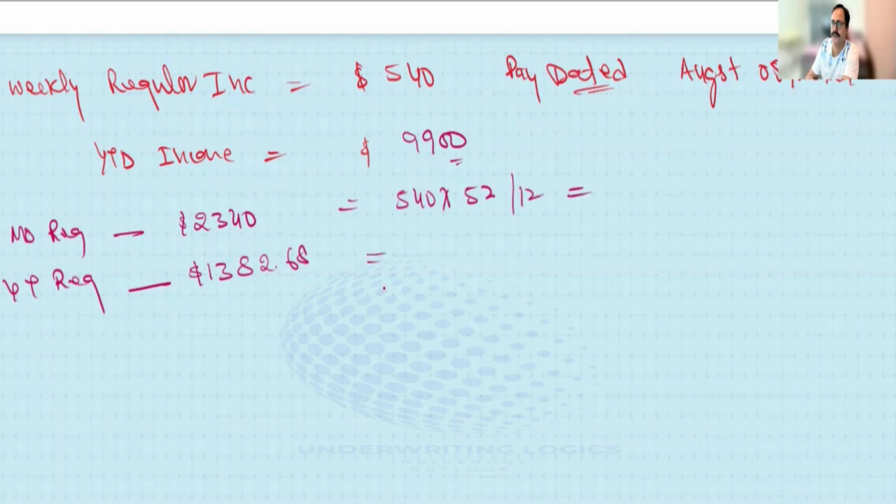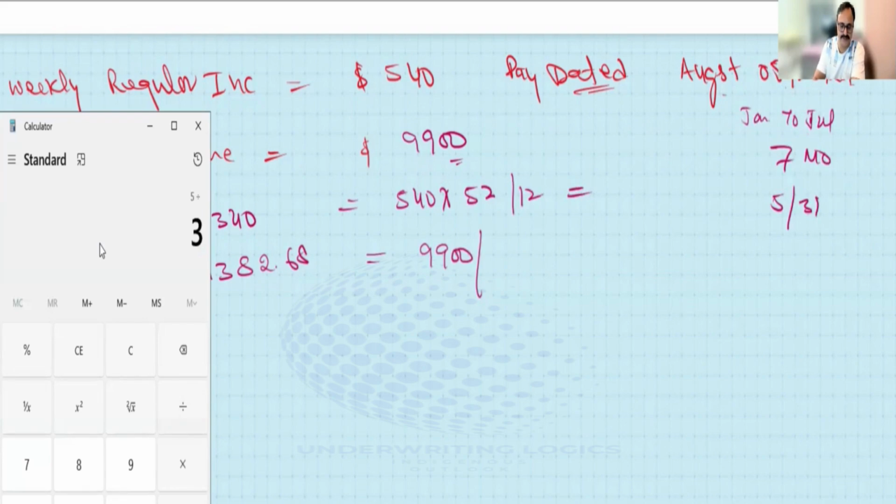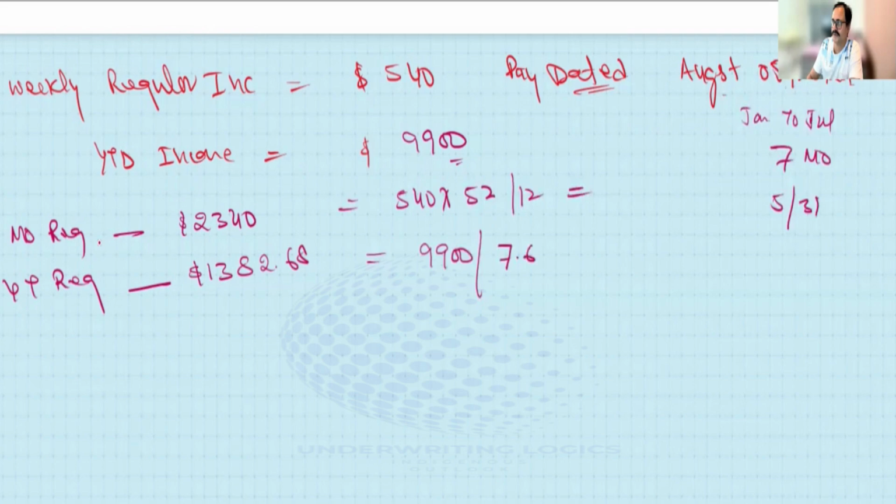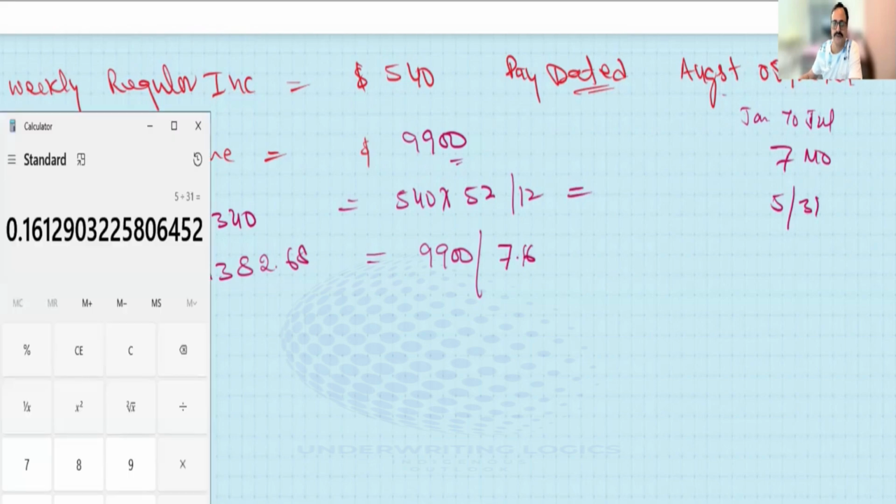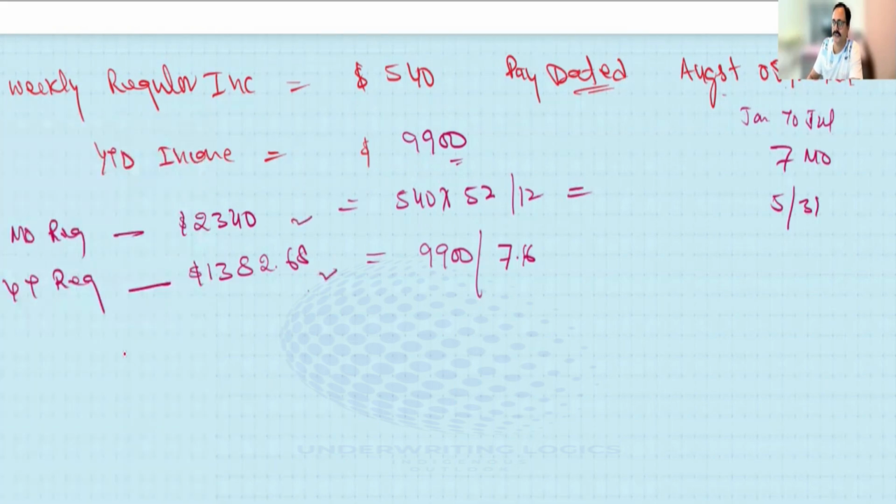Then YTD. Sorry, YTD is 9900. So 9900 divided by 7 months, January to July, 7 months complete. Now August, 5 days. So 5 divided by 31 is going to be 0.16. So 9900 divided by 7.16 is 1382.68. So these are correct, right?